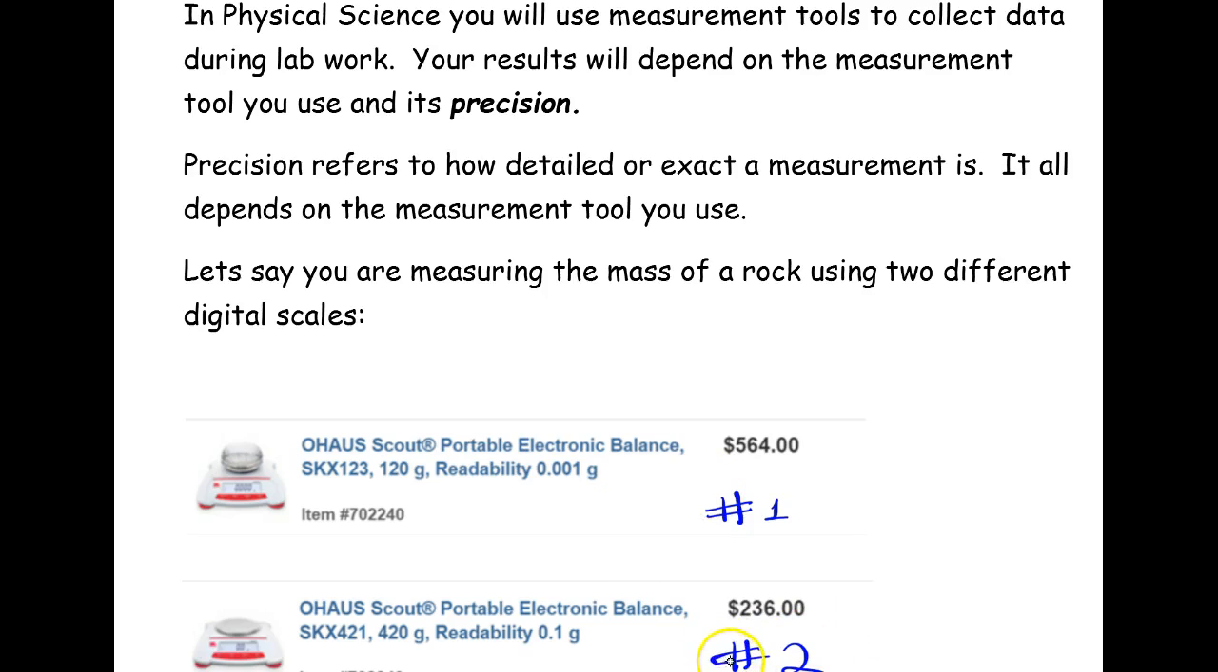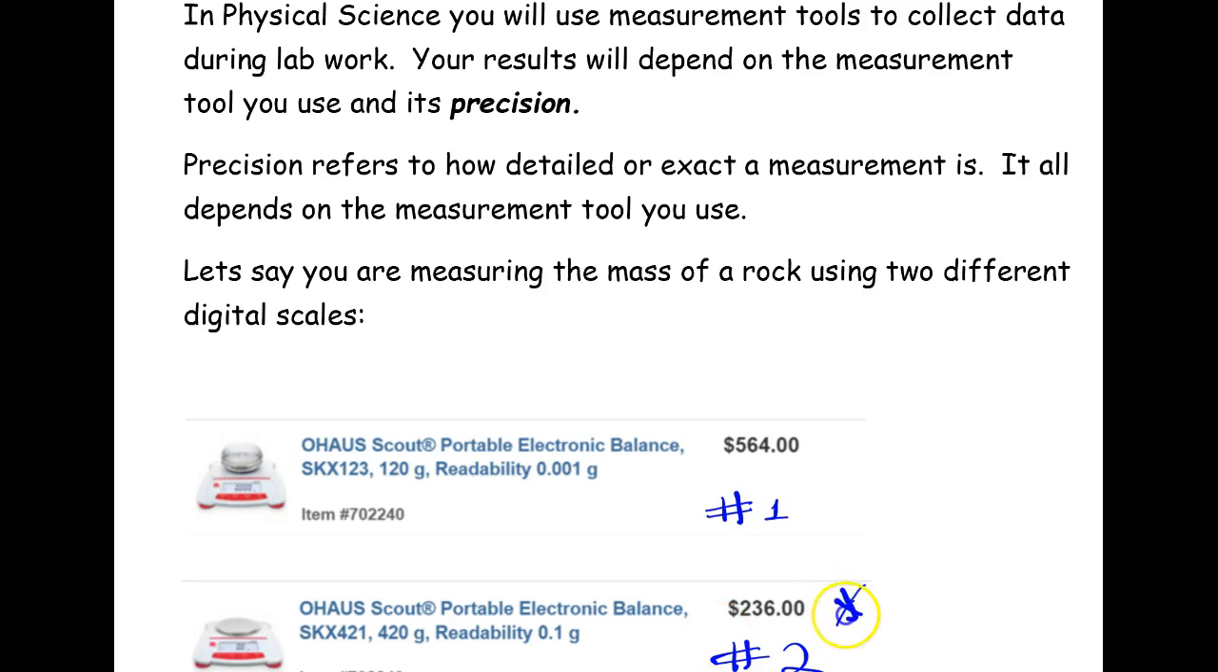The other scale we have here, scale number 2, is precise to the tenth of a gram. So it reads the mass up to the tenth of a gram only. This particular scale is $236, and this is a scale you will mostly find in the middle school lab. In our class, we will be using digital scale number 2.